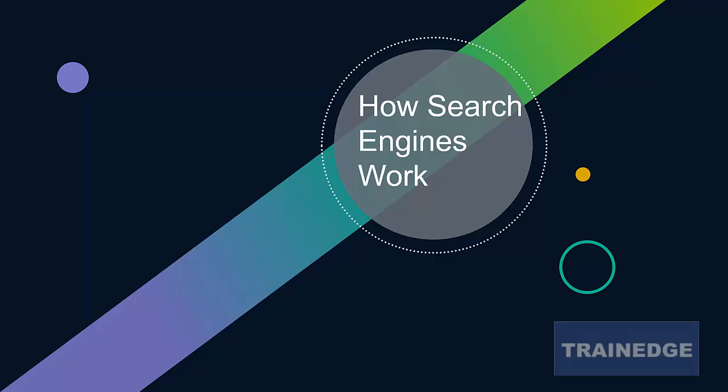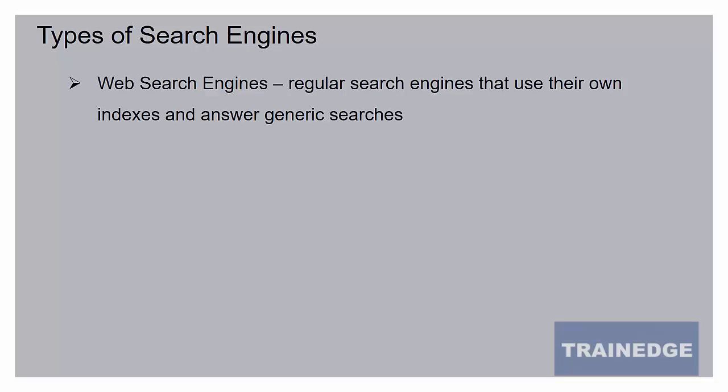In this video, we will learn how search engines work. Before we go into the workings of a search engine, let us see what are the different types of search engines. The web search engines or regular search engines use their own indexes and answer all kinds of search queries. For example, Google or Bing are regular web search engines. You can ask any question to these search engines and they will answer the question.